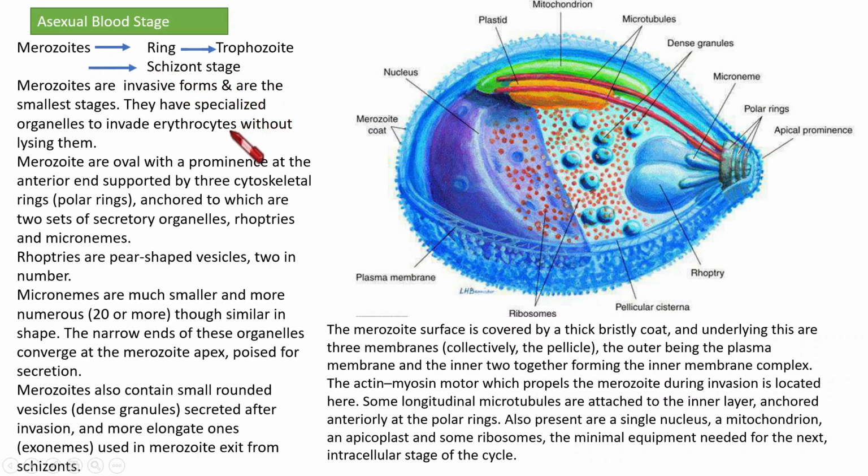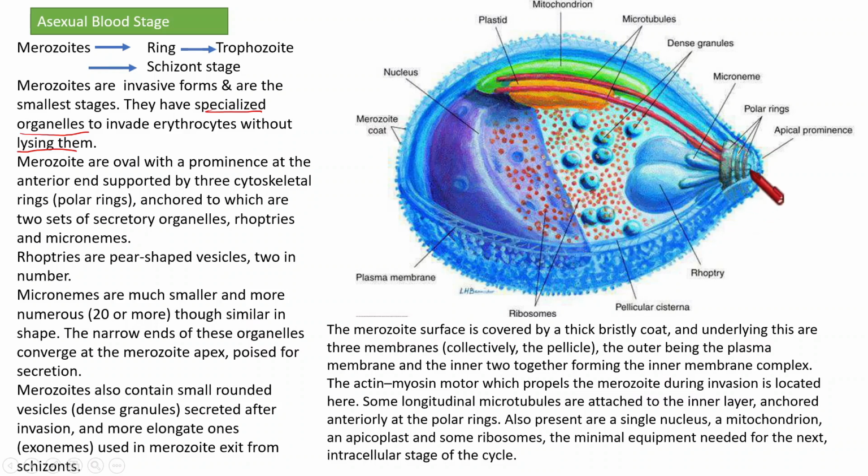Anyway, first we can learn about the merozoite. It is the invasive form and it has some specialized organelles inside it to invade the erythrocyte without lysing it. Without lysing the erythrocyte, it needs to invade the erythrocyte. So what structures inside the merozoite help it to invade the erythrocyte, that we are going to see.